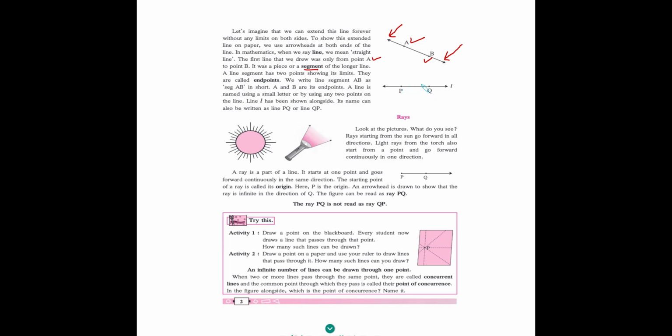The segment is not a particular line. It ends at P and ends at Q. A line segment has two points showing its limit, and these are called the endpoints. That's why P and Q are the endpoints, and A and B are the endpoints.